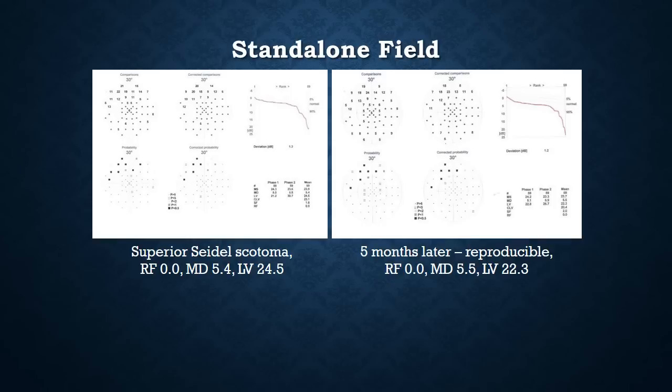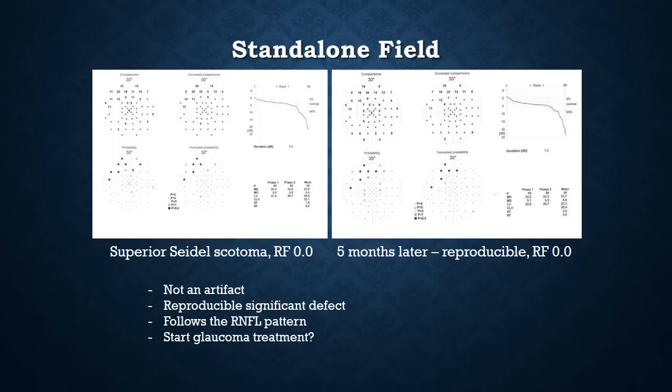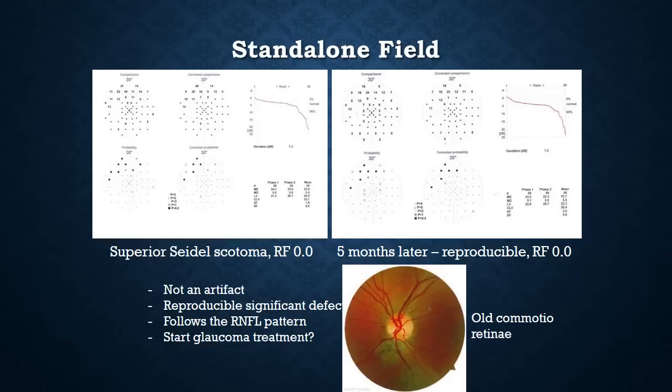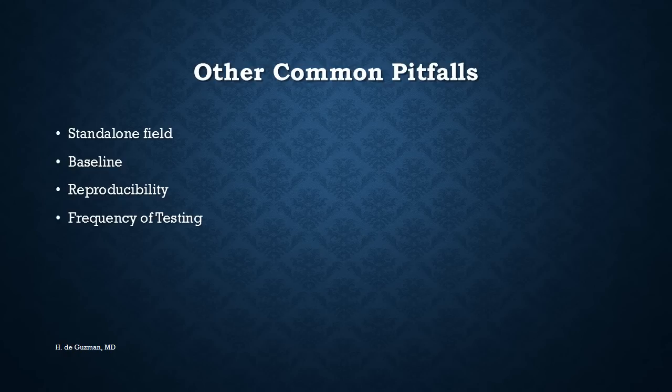So here's an example of what looks like a superior sidal scotoma that's reproducible. It's not an artifact, it's reproducible, it's significant, it follows the RNFL pattern. So are we going to start glaucoma treatment? Well, it turns out that the patient has an old commotio retinae, which just happens to affect an area of retina that kind of follows the RNFL bundle pattern, which is why we have this pattern of visual field loss.